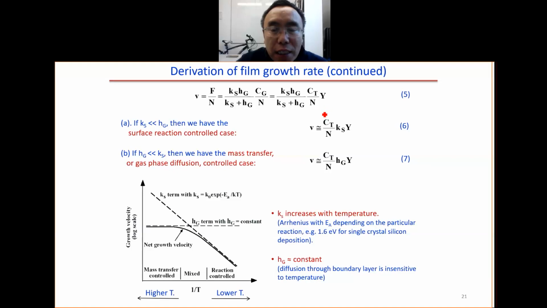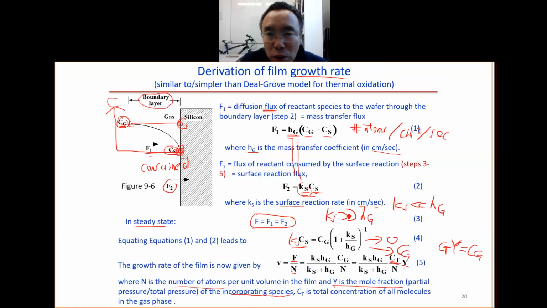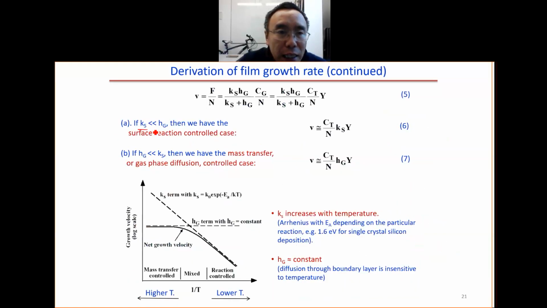So here we have the rate like this. Then we have two cases again, this case and this case. For the case of Ks much less than Hg, this term can be ignored, so the growth rate is given here. It is proportional to Ks. We know Ks depends on temperature exponentially by the Arrhenius relationship, so we have this line. This is the Ks term. If Ks is much higher than Hg, then we have the mass transfer limited deposition rate.